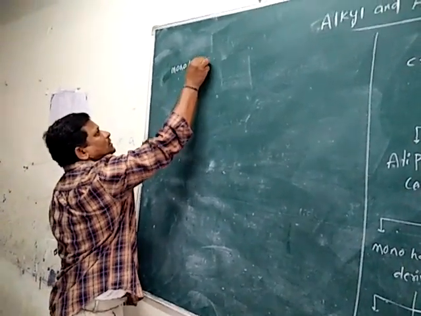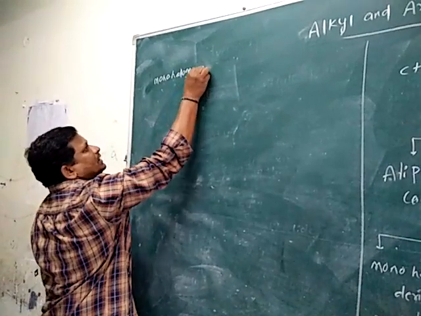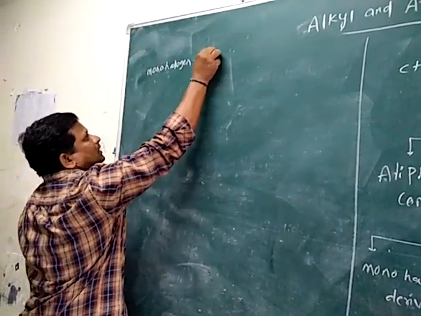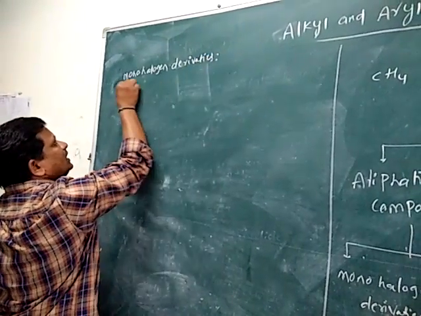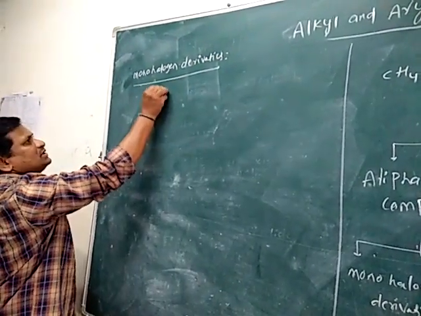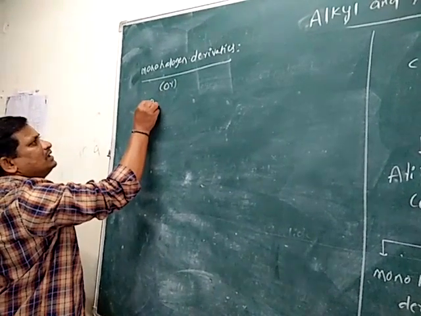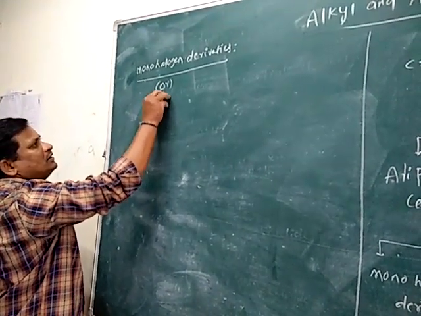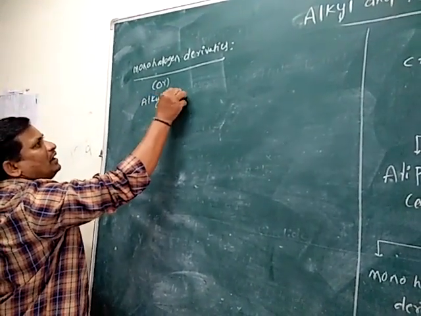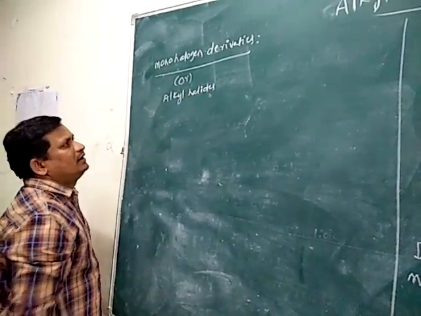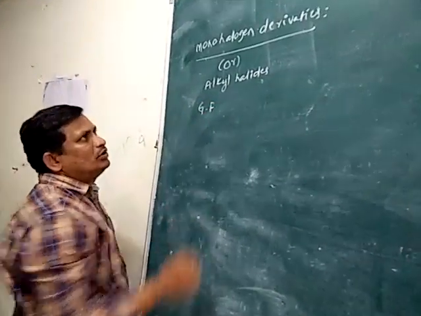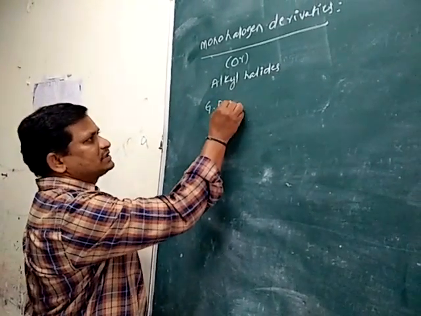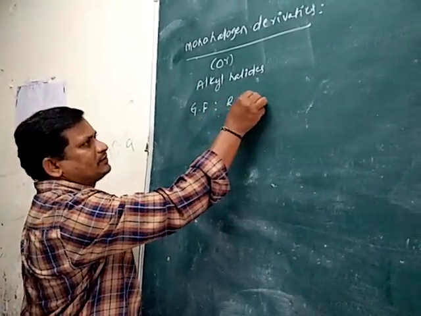Halogen monohalogen derivatives. It is also simply considered as alkyl halides. So the general formula of the monohalogen derivatives is RX.